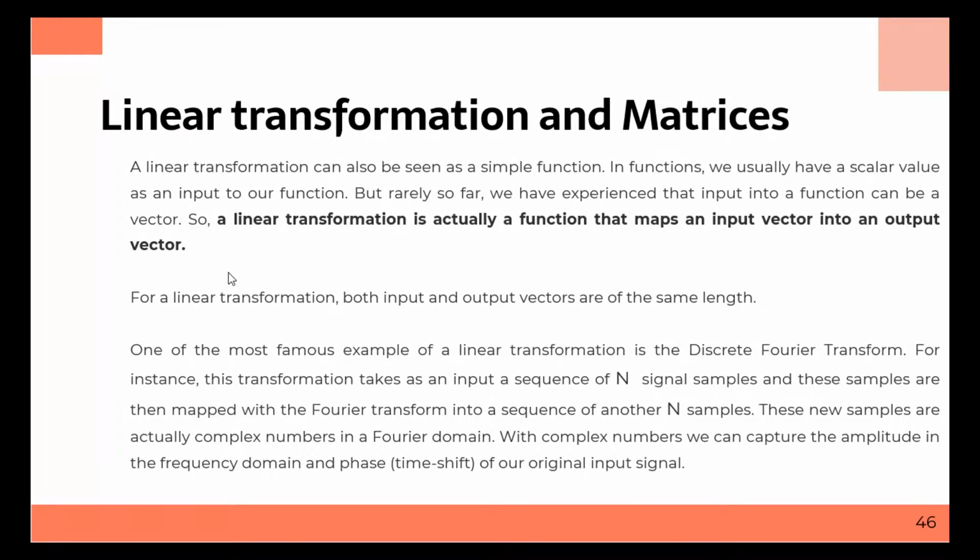Now, in further functions, we will not be getting only an individual value; we will be getting a matrix as one of the values added to the equation. That will become one of the values. So far we have experienced that the input into a function can be a vector. A linear transformation is actually a function that maps an input vector into an output vector. You give an input, the equation gets solved, and the output is also a vector only.